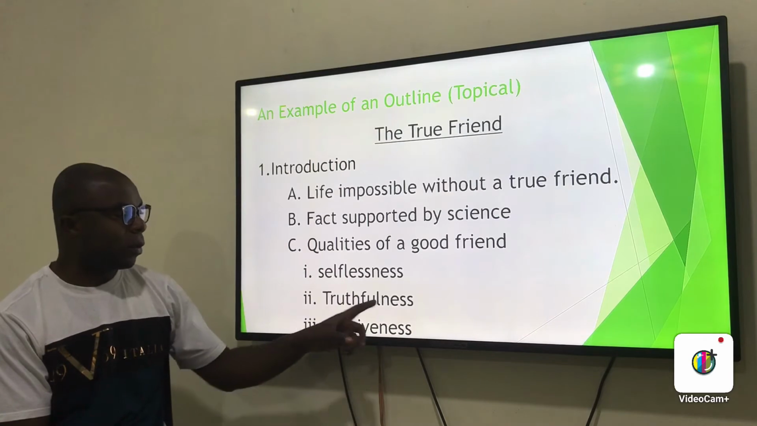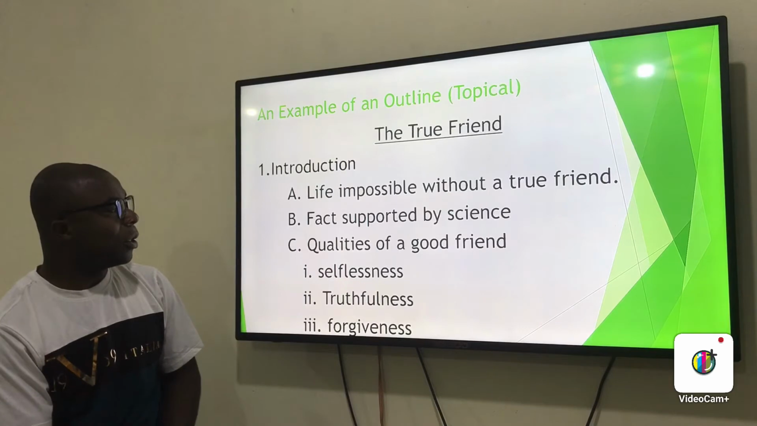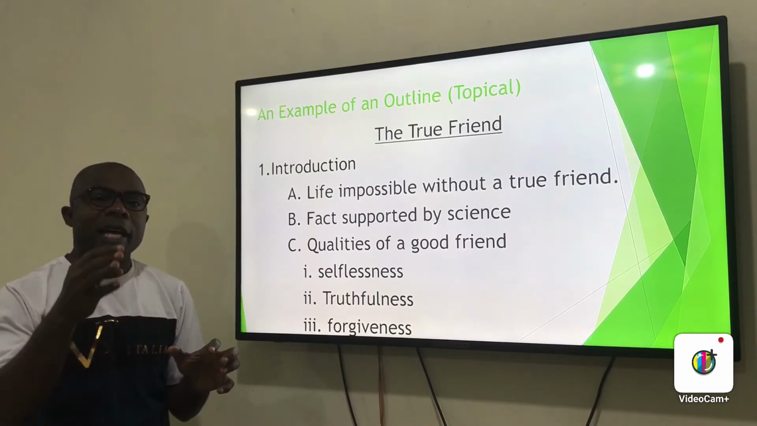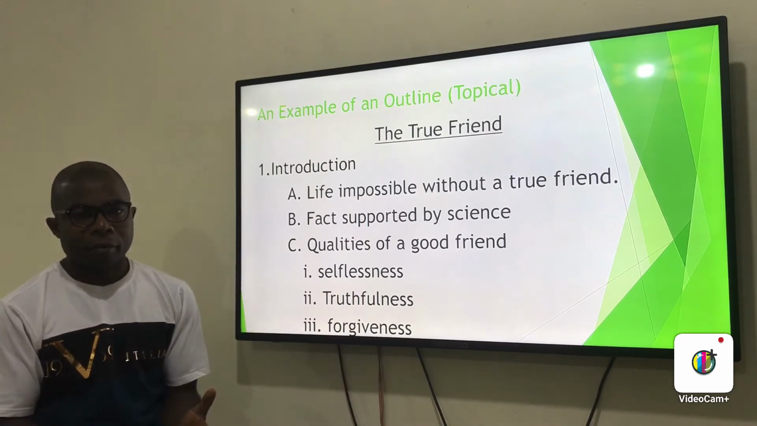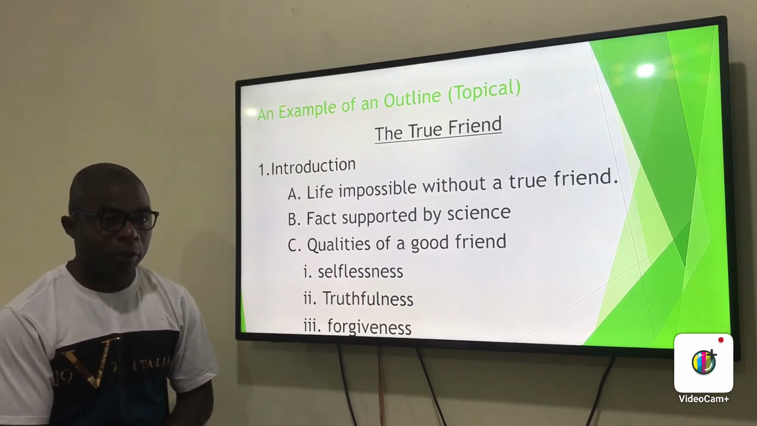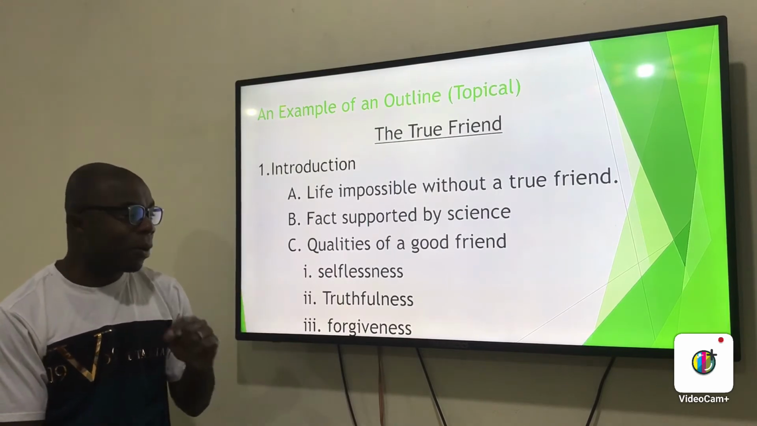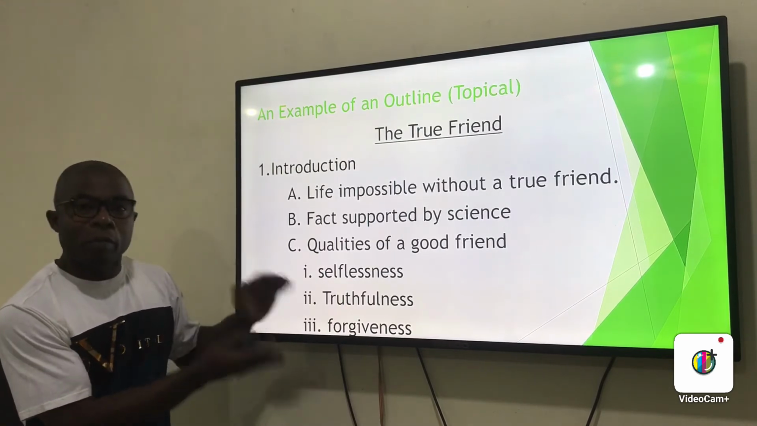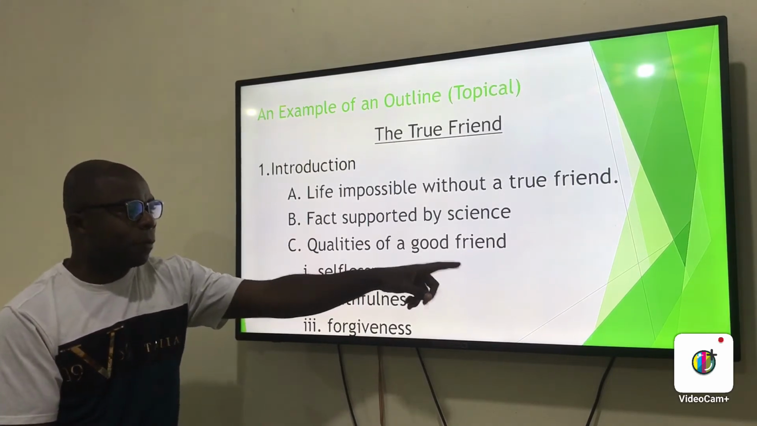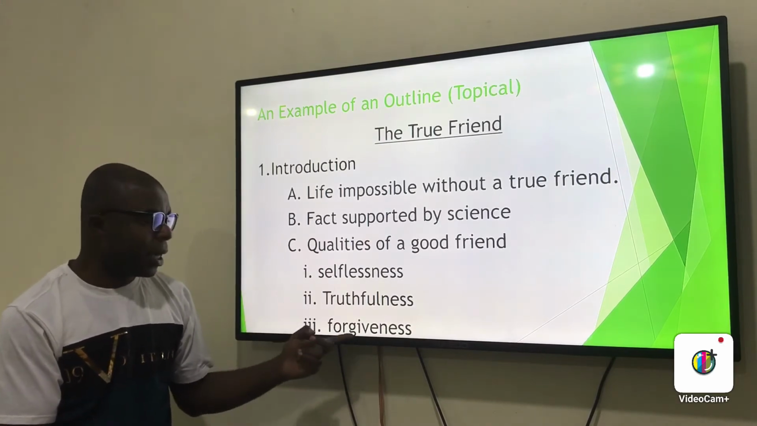Selflessness, truthfulness, forgiveness. We want to take note that every point to be discussed in the entire outline is introduced in the introductory paragraph, which means that by means of the introductory paragraph, a reader or anybody could tell that the whole composition, the whole speech would be about the qualities of a good friend, specifically selflessness, truthfulness, and forgiveness.